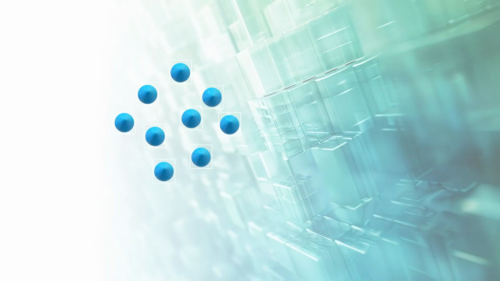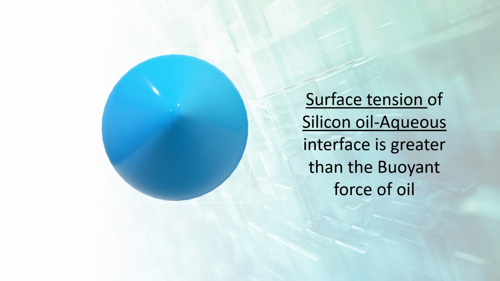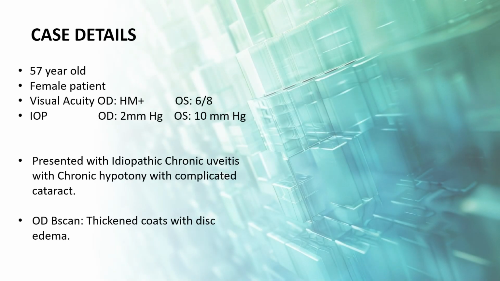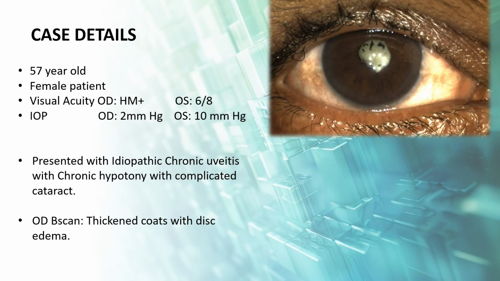How does it work? The surface tension of the silicone oil aqueous interface is high, and hence the silicone oil maintains its integrity as a spherical shape, and the sutures work as a barrier. A 57-year-old female patient presented to the OPD with visual acuity in the right eye being hand movement and intraocular pressure of 8 mm of mercury. She was diagnosed with idiopathic chronic uveitis with chronic hypotony and complicated cataract.